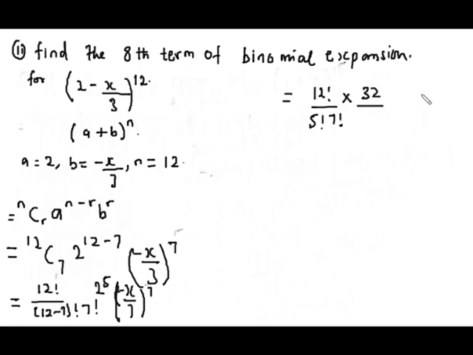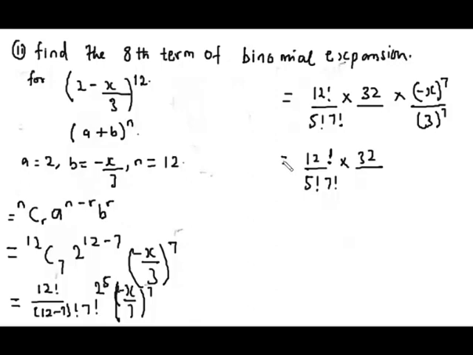Then times minus x to the power of 7, divided by 3 to the power of 7. So this is equal to 12 factorial divided by 5 factorial, 7 factorial, times 32, divided by 3 to the power of 7, and the negative can go out, so this would be negative here, and then times x to the power of 7.